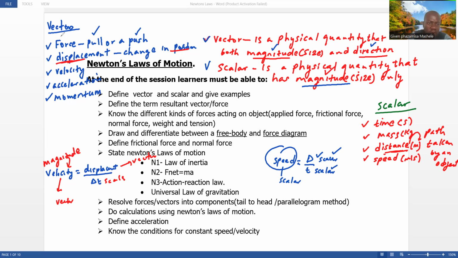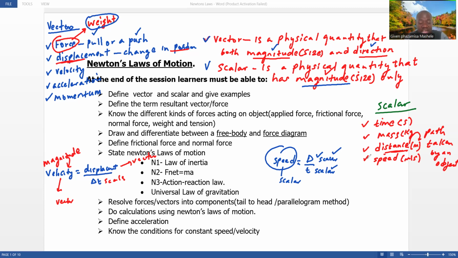For example, a force. We have different kinds of force which we're going to talk about, and one type of force is weight, which is the gravitational force acting on an object. So the weight and the mass are not the same thing. So if they say give the difference between weight and mass, you can say number one, a weight is a vector and mass is a scalar. So this is one of the examples that you can talk about. So it's very important for you to be able to differentiate between a vector and a scalar.